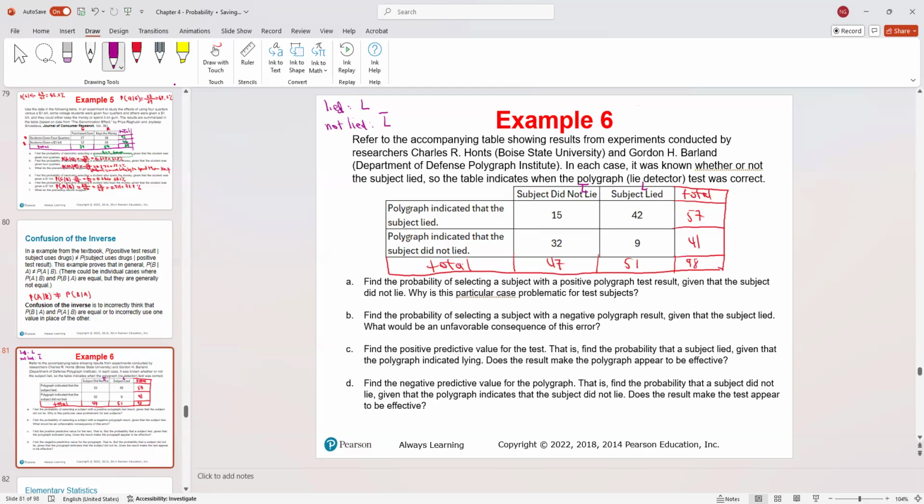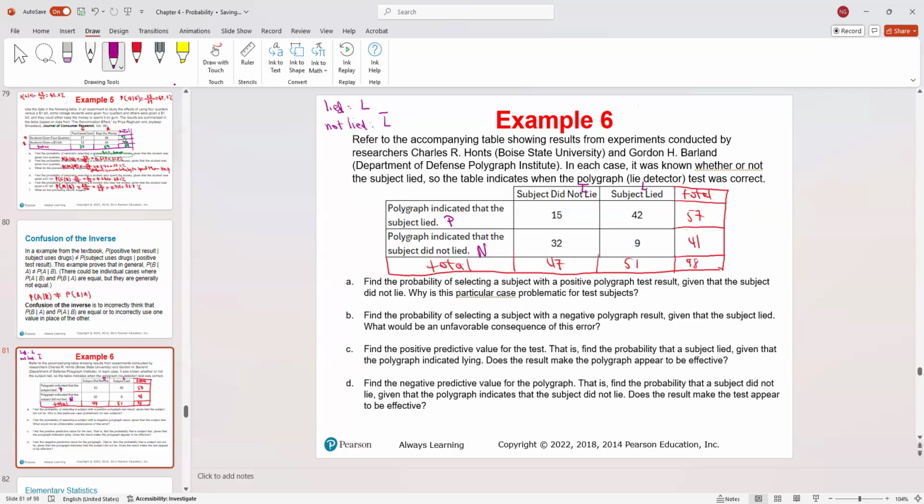Subject indicated, polygraph indicates that's positive, okay? Positive for this one, and negative result for that one. So positive and negative, okay? That's very important to see, positive and negative. We can see it, all right? Let's see it this way.